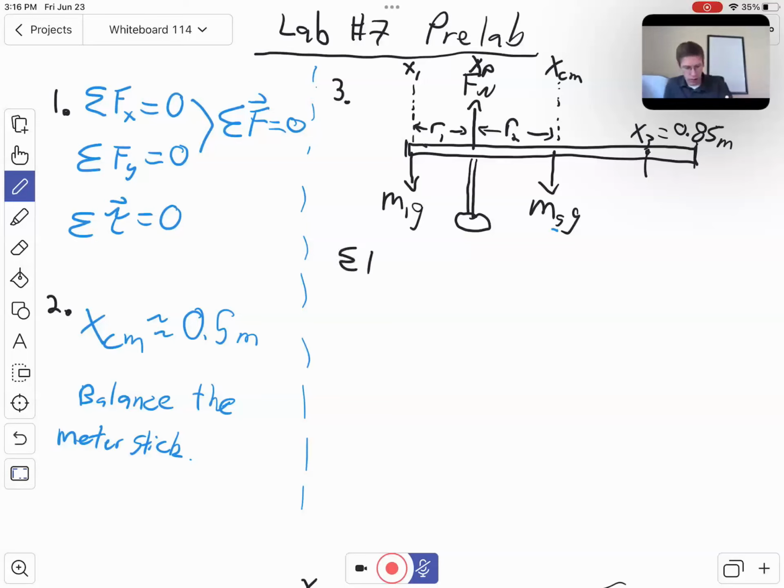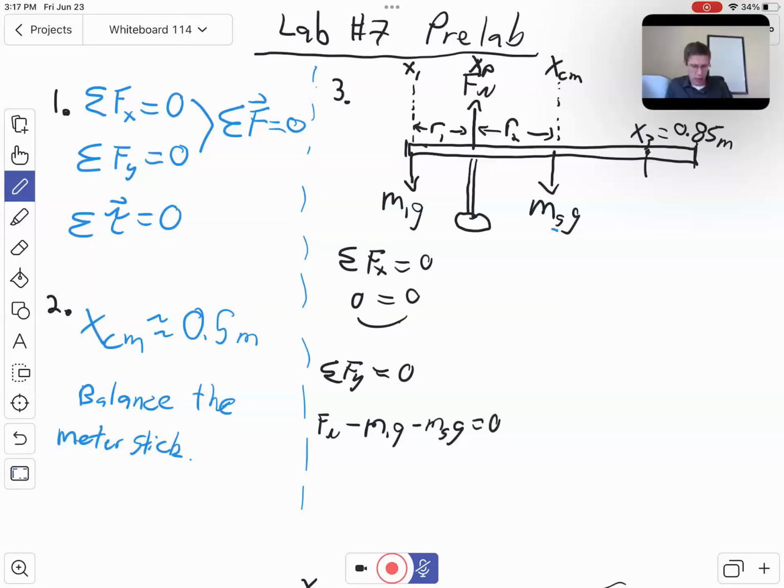So if we did the sum of the forces in the X direction, we know that equals 0. There's no forces in the X, so 0 equals 0, and we get a fun little smiley face. And then similarly, we have the sum of the forces in the Y direction equals 0. And in the Y direction, we have the normal force going up minus m1g going down minus the mass of the meter stick times g going down equals 0.